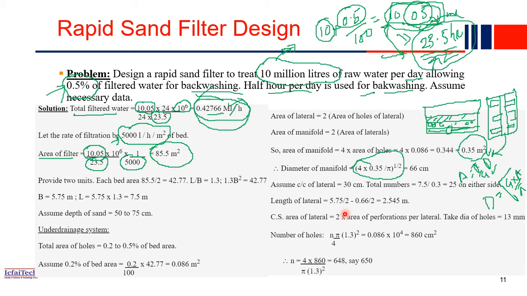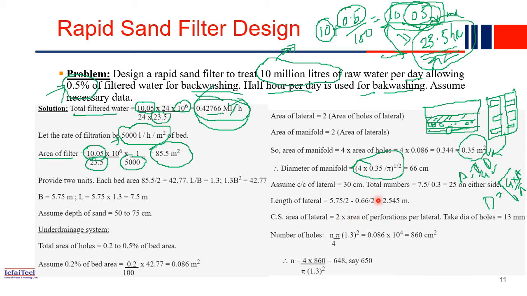Now the length of the lateral will be, total breadth is how much? Total breadth we have already assumed, B value is 5.75. So 5.75 is the total, so half will be the length of one lateral, is not it? So 5.75 divided by 2 minus, you have the manifold at the center, right? That's why we subtract 0.66 by 2. You will get the length of one lateral.